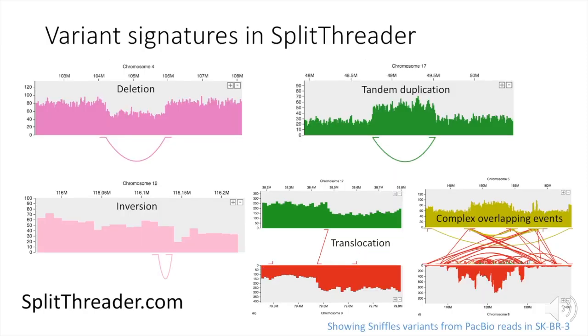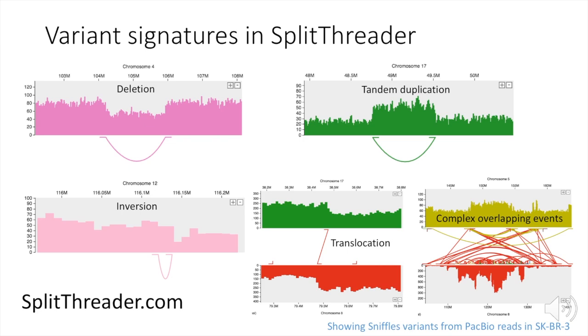So as an example, here are some different variants and how their signatures look in Split Threader. First in pink here, we have a deletion where you can see there's a dip in copy number, and then the connection shown underneath is showing you where the reads are aligning on either side, and where the reads are split from one side of the deletion to the other. Below that, we have an inversion where the reads are split both on the same side, so they go up to that point and they essentially stop and double back on themselves.